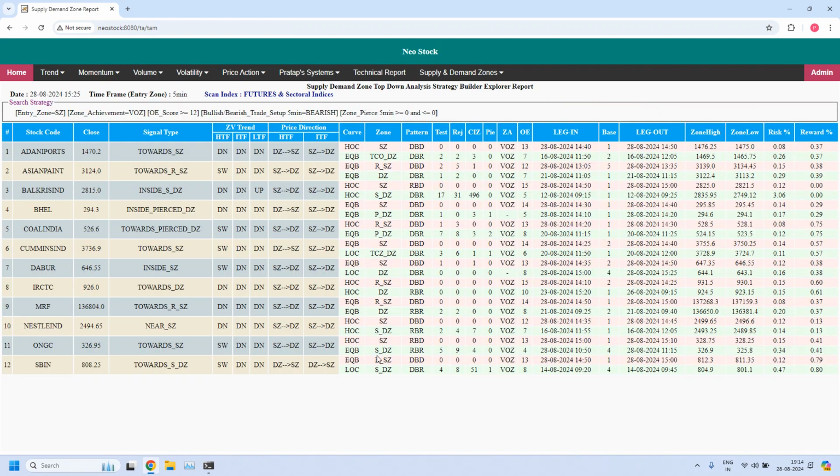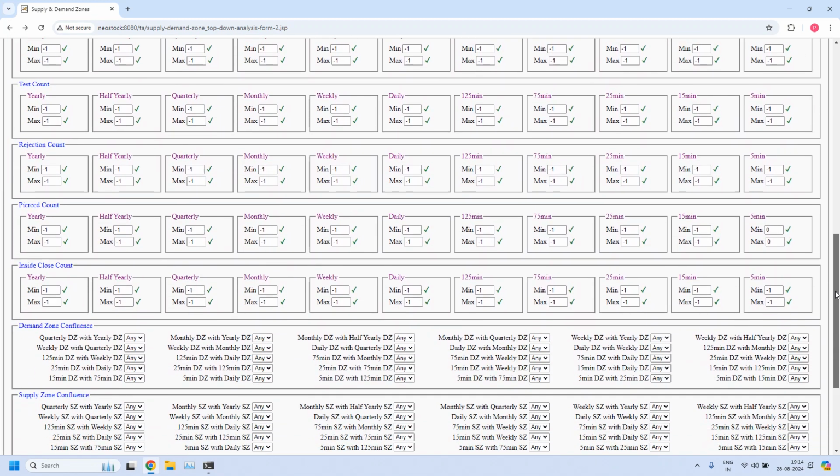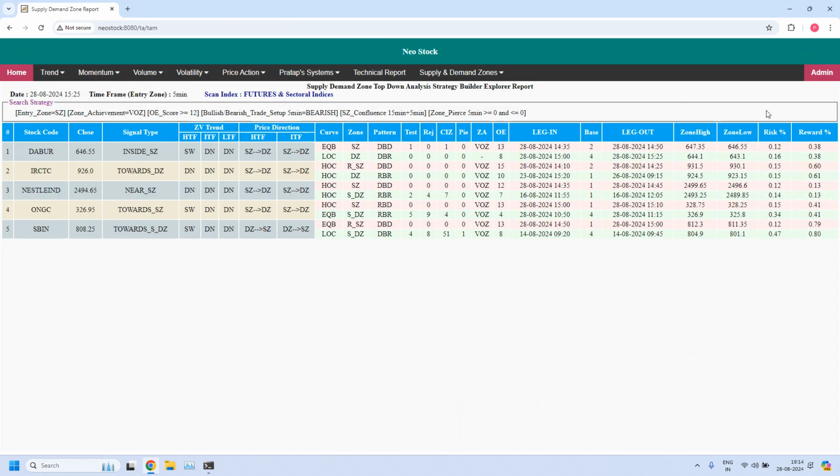All the 3 filters are applied to 5 minute supply zone. Now let's filter the stocks. So 12 stocks are filtered. And all these 12 stocks are supporting bearish trade setup for hourly income trade. Now let's verify how many of these 12 stocks are having LTF and ITF confluence, that is 5 minutes and 15 minutes supply zone confluence. So in the supply zone confluence, the 5 minute supply zone with 15 minute supply zone, I enabled the filter. And now from 12 we filtered 5 stocks.